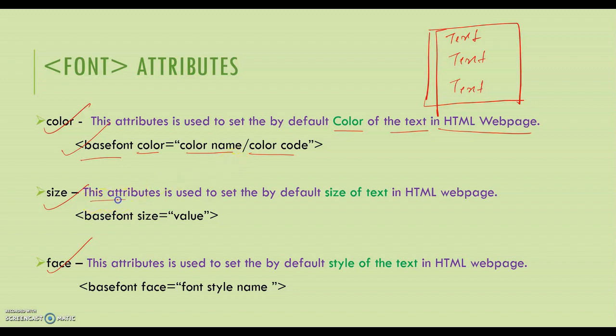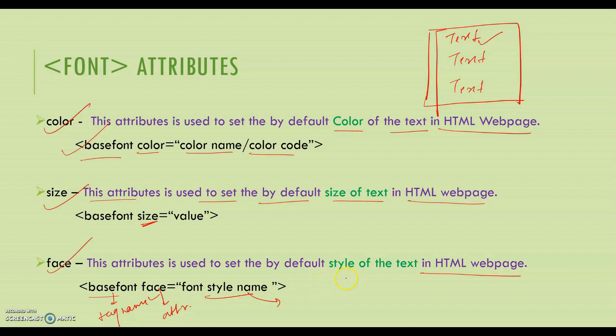Size is the attribute used to set the default size of the text in an HTML web page. If you want to set your own default text size, you can do it by using the size attribute. And face is used for styling. If you want to set your own default style in the HTML web page, you can use the face attribute. Basefont is the tag name, this is the attribute name, and this is the styling.